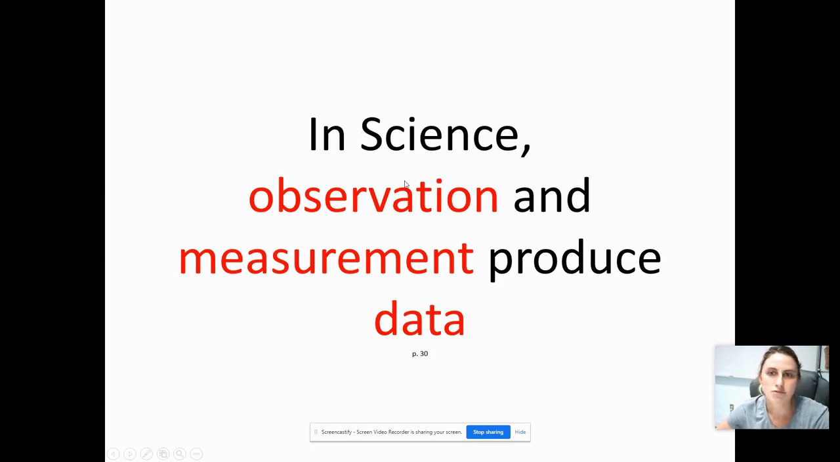In science, observation and measurement produce data. So science is much more than just observation, actually. I mean, description is mainly involved in it as well, but observation and measurement are some of the key parts of science, and we're going to be making some observations and measurements today in lab.